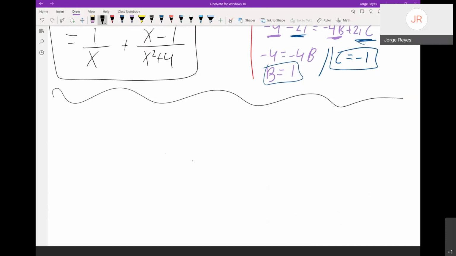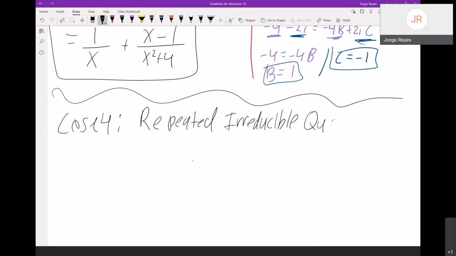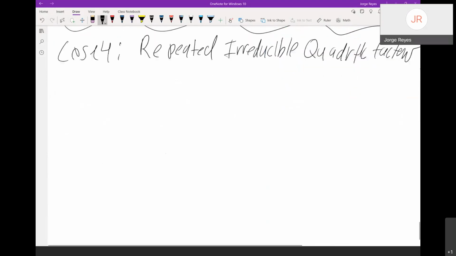All right, and then lastly, case 4, which is really not important: repeated irreducible quadratic factors. For this one, I'm just gonna do a tiny example because this could get really bad. This was by far the worst kind of case.